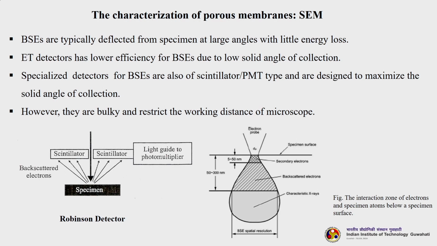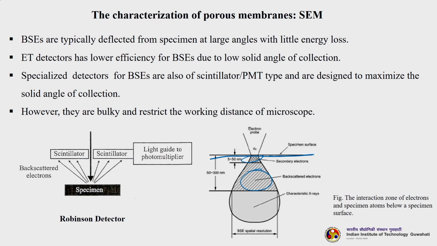It is again showing how the backscattered electrons are going back to the scintillator. And here also you can see this is the specimen surface. So, electrons are getting bombarded on the surface of the specimen, then secondary electrons are coming here. You can see that this is the area which the backscattered electrons are actually occupying.